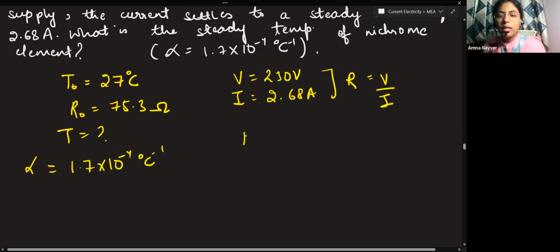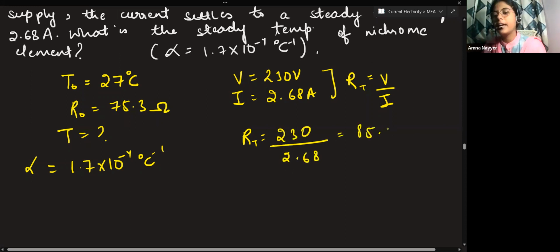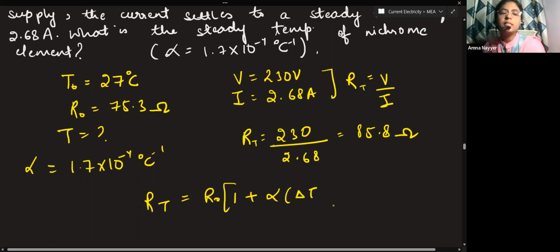Now let's calculate resistance first. This will be RT, 230 divided by 2.68, which is 85.8 ohms. So this is the resistance. Now you have the equation with you. What did we study? RT is equal to R naught into 1 plus alpha delta T. Delta T means T minus T naught. So let's put in all the values.